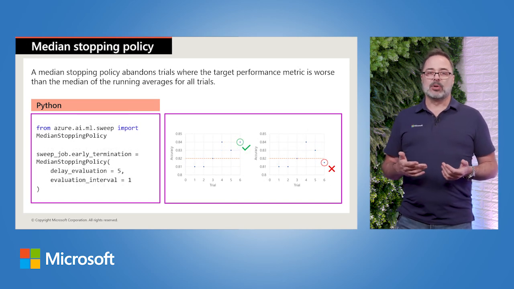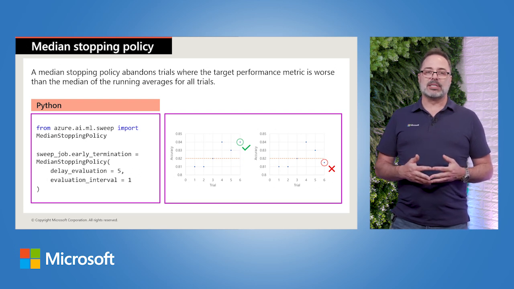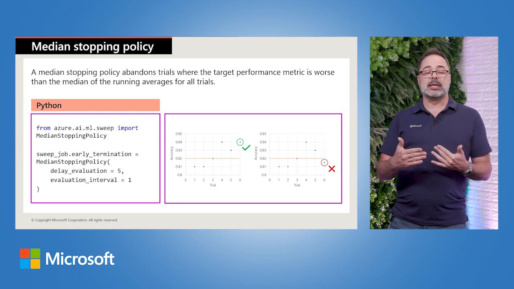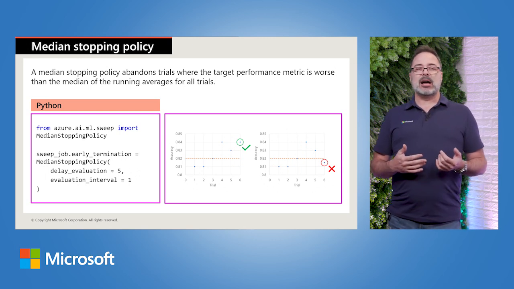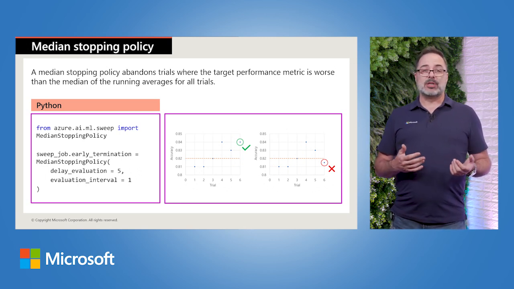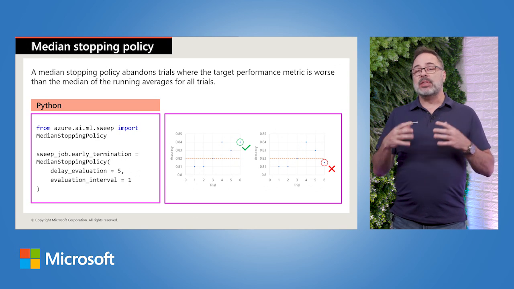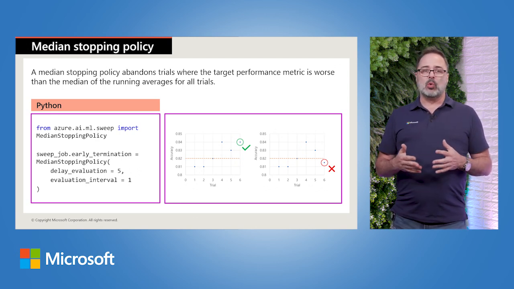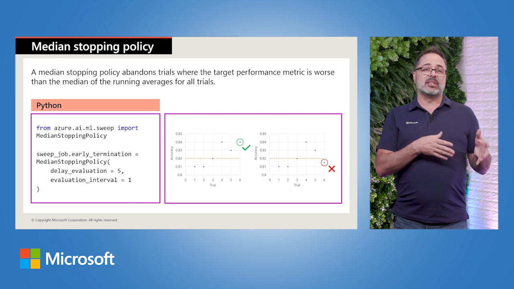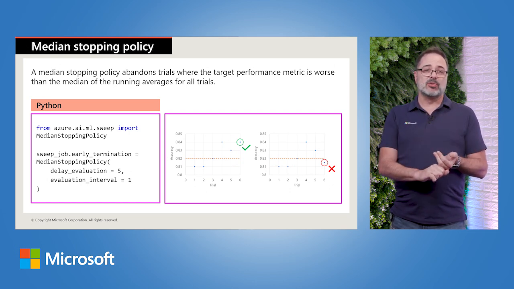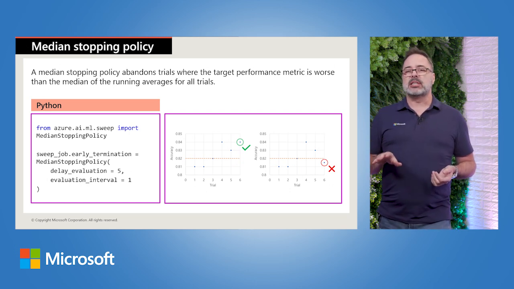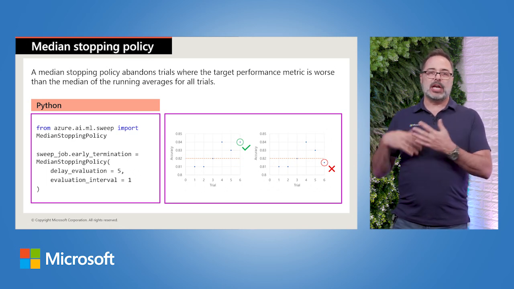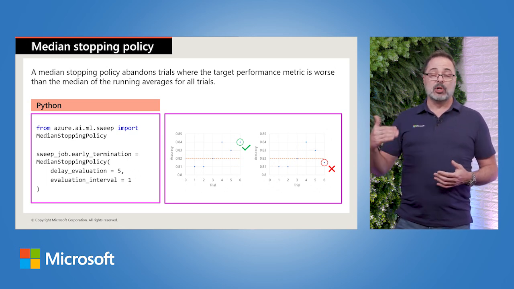The next policy that we're looking at is the median stopping policy. This is similar to the bandit policy, but the calculation of where we draw the line is a little bit different. In this case, we calculate the median of the performance metric, and any of the trials below this median line will be terminated early. In this example, we see that we only need to specify the delay evaluation and the evaluation interval parameters. The other thing is that this policy is more likely to change since the median value will change as more trials go above that line.